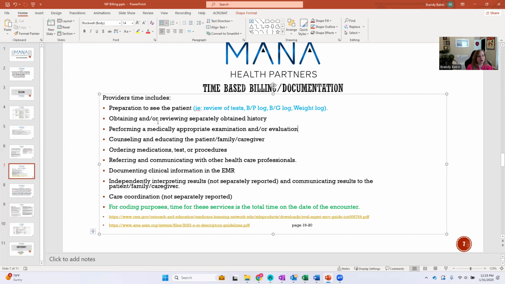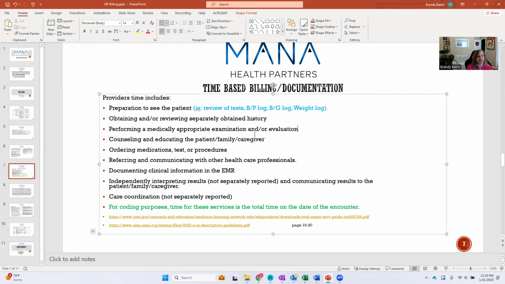We're going to obtain or review separate history. So if you're looking at the wound notes, if you're looking at the psych notes, if they came back from cardiology and they've had blood pressure issues, you're going to document that you've reviewed cardiology note from, and then whatever date that you reviewed it from.